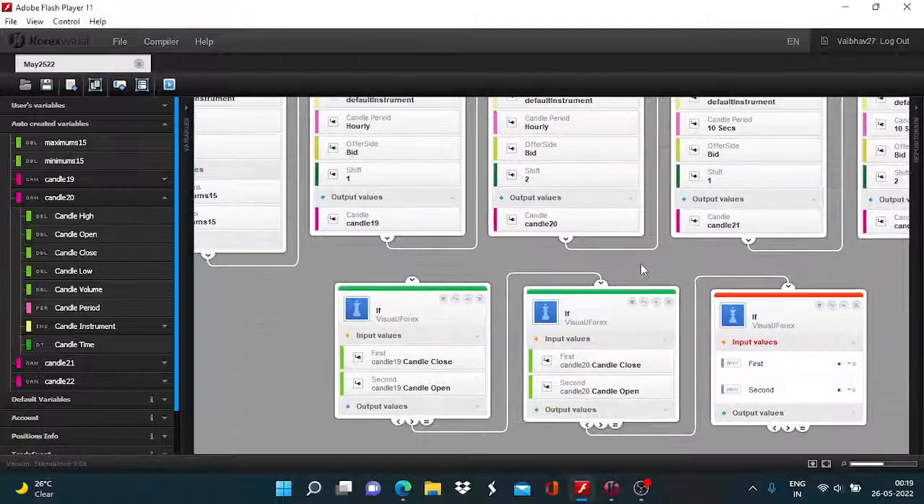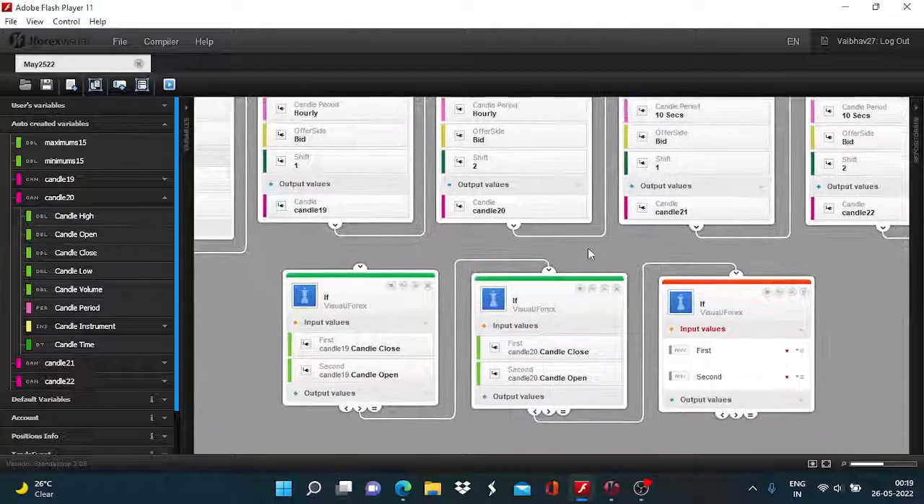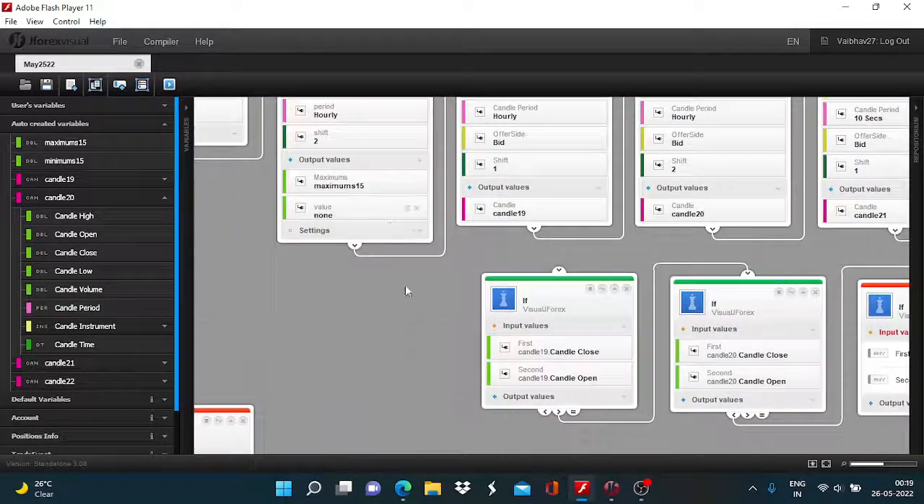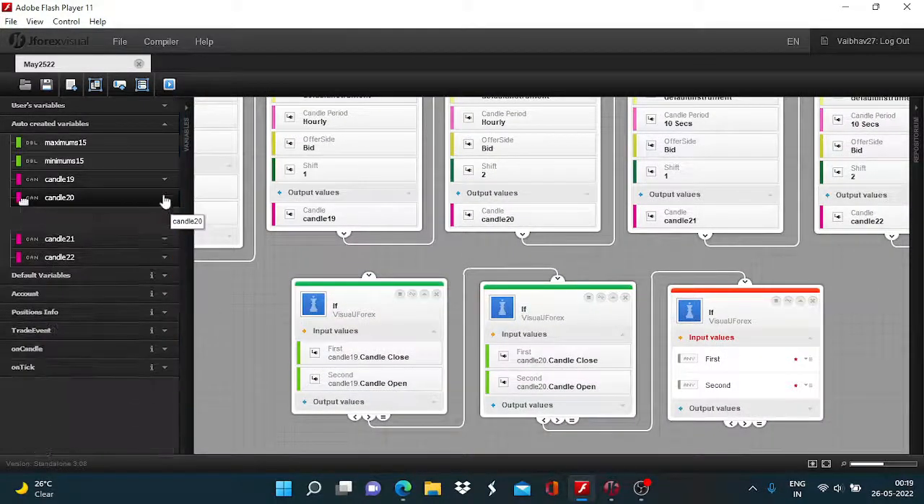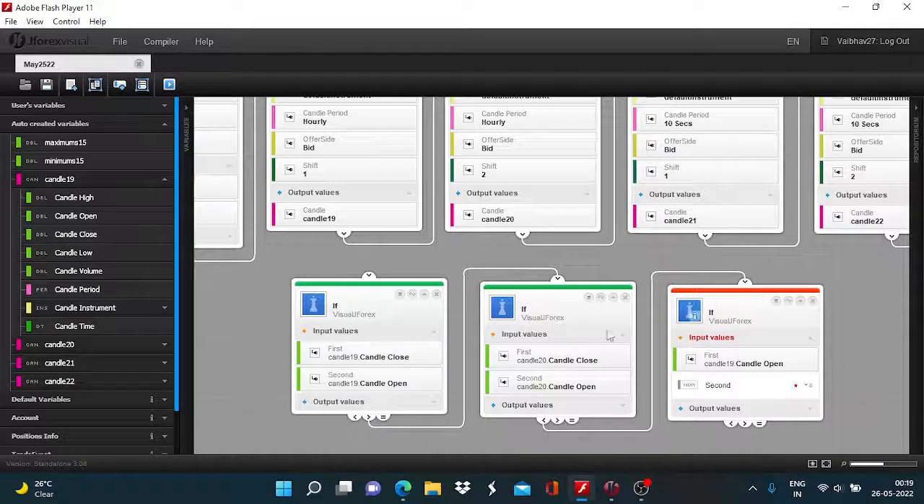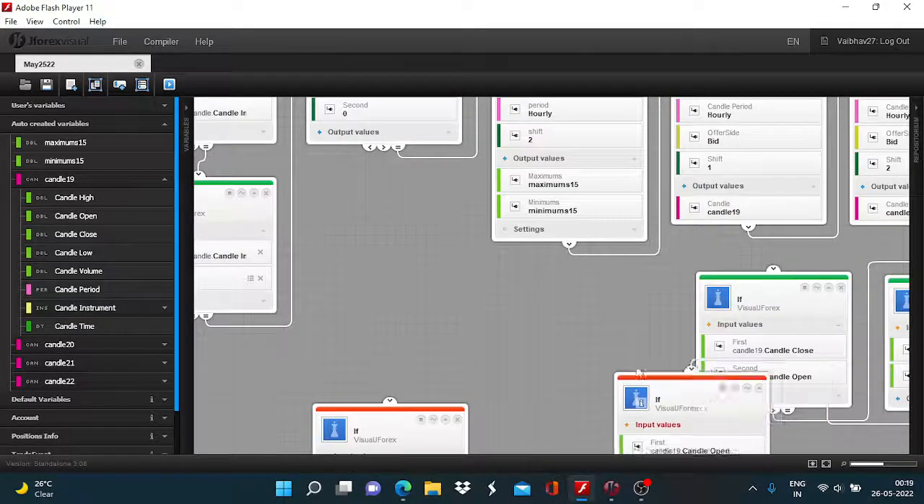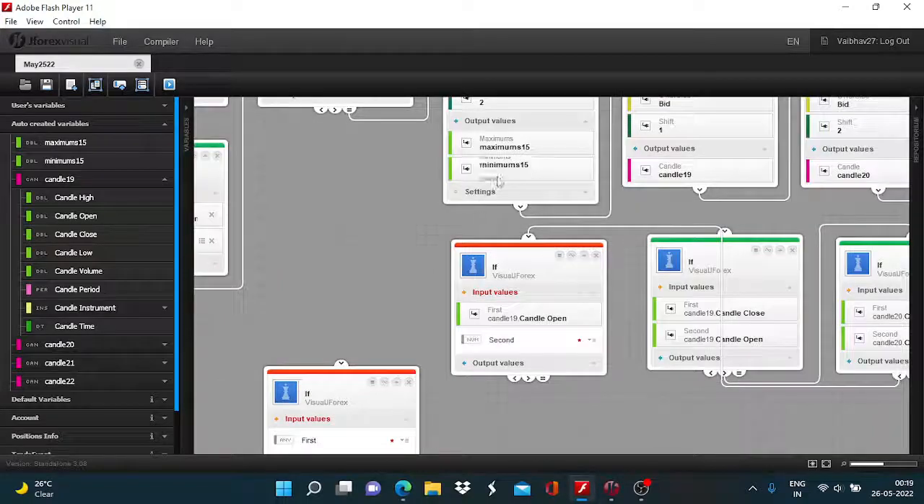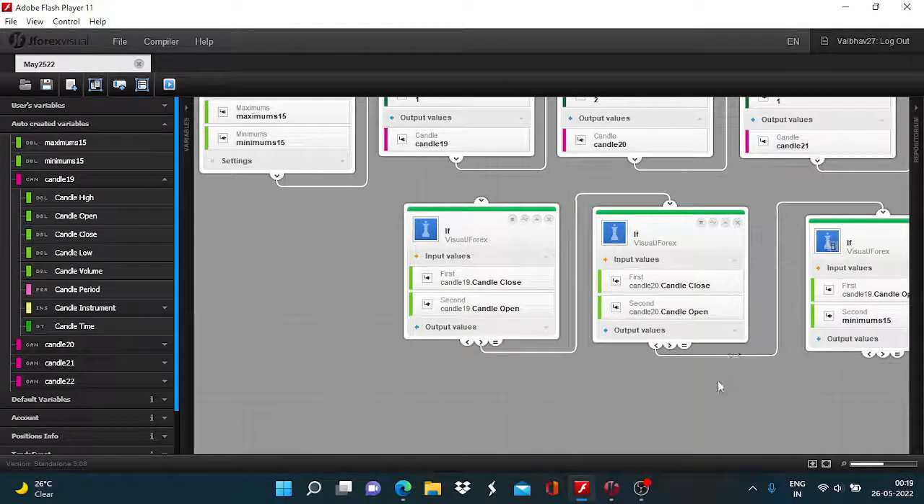We also want candle 19 candle open to be above the minimum value. So for that I will take candle 19 candle open and compare it with minimum value, that is the support which we are relying on to get us the profitable trading opportunities.